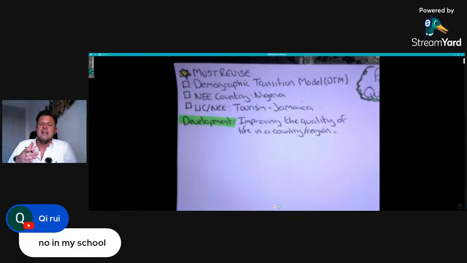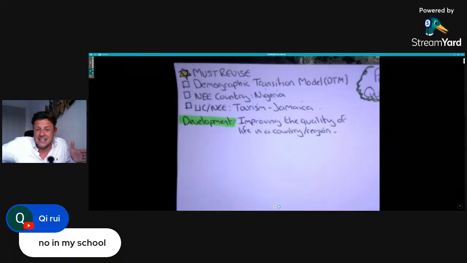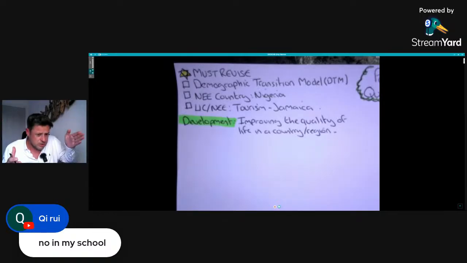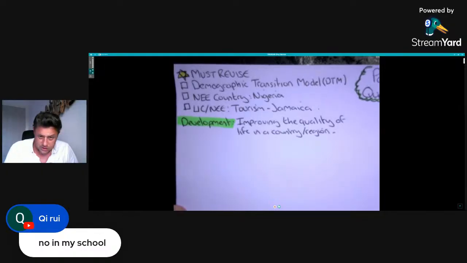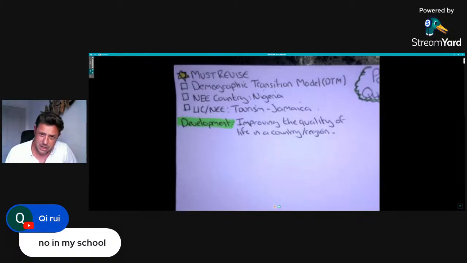So every country is on this development journey. Some countries are further ahead, are more developed. We call them high income countries or HICs. Some countries are further behind on that development spectrum, and they are low income countries or poorer countries. So that's what development is. Every country wants to be developed. Now we can measure development in many different ways.